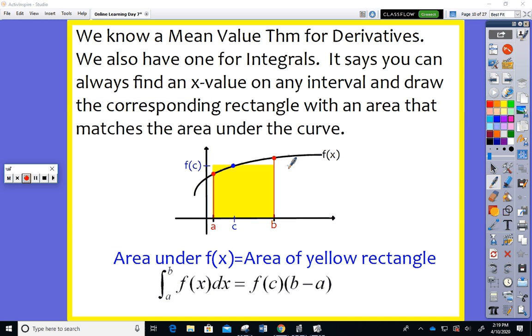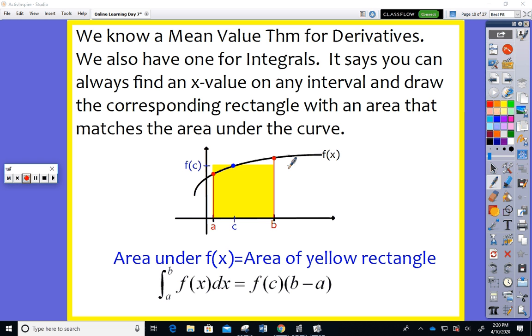So we have already learned the mean value theorem for derivatives, and we just referred to it as the MVT. It applied to functions that were continuous on a closed interval and differentiable on an open interval, and said that there's always a special x value in the interval from a to b such that f prime of x is equal to f of a minus f of b over a minus b. So there's an x somewhere on the interval where the slope of the tangent line at that point is equal to the slope of the secant line that connects the two endpoints.